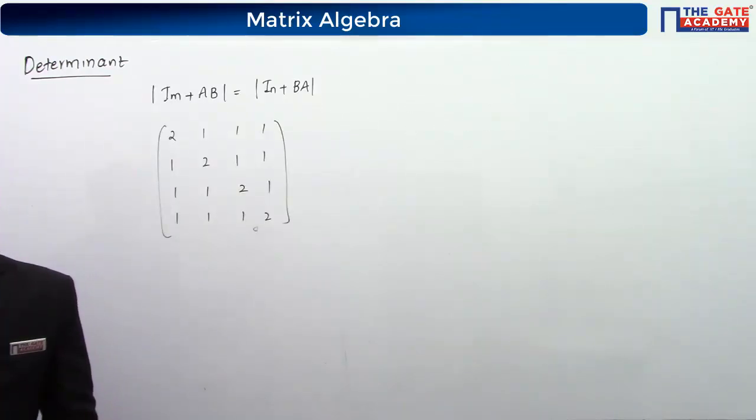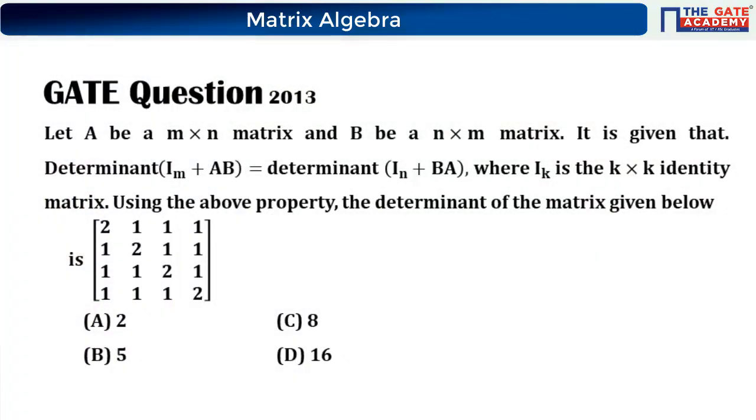Please try to understand the question which is given here. It is already given that the matrices A and B are rectangular matrices, A is M cross N and B is N cross M. It indicates that both of them are rectangular matrices. Now, it is given a condition that the determinant of identity matrix plus AB is going to be equal to the determinant of identity matrix plus BA, where I is an identity matrix.